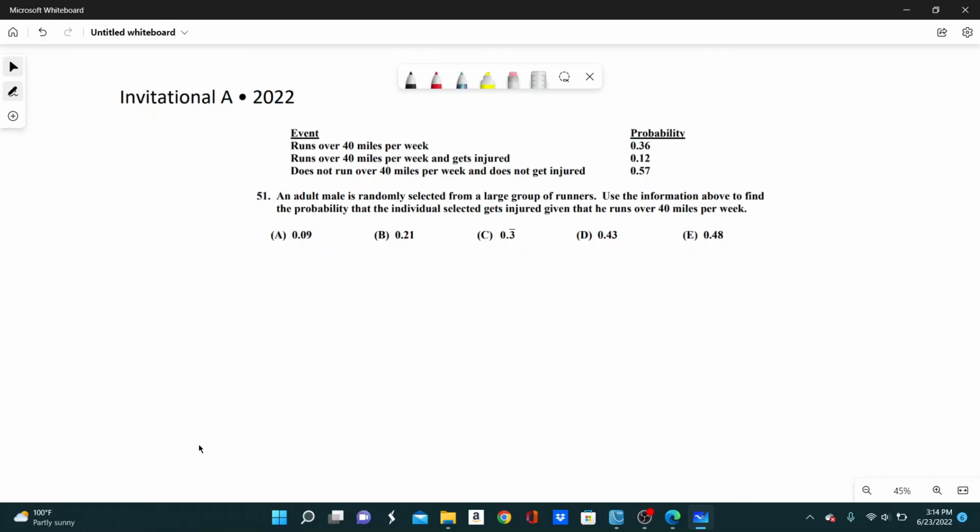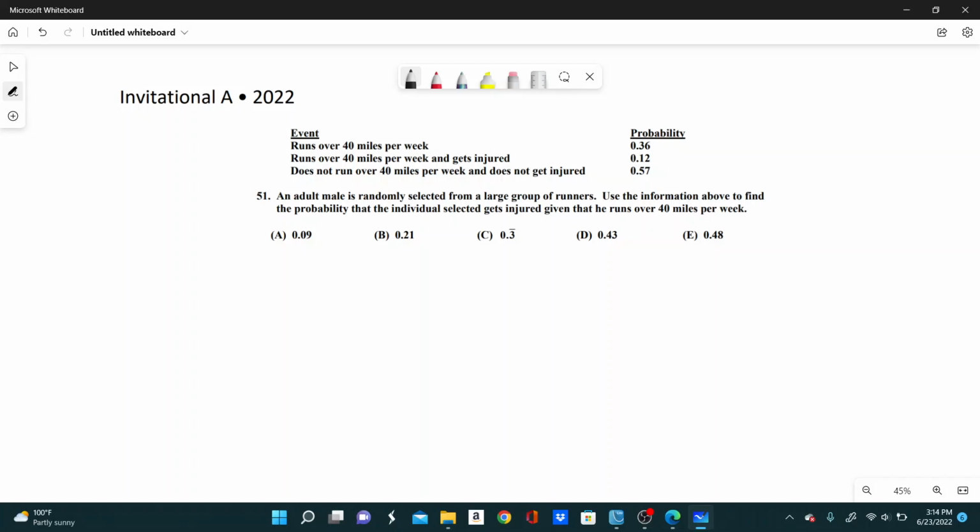Number 51. An adult male is randomly selected from a large group of runners. Use the information above to find the probability that the individual selected gets injured, given that he runs over 40 miles per week. So this is actually called the conditional probability. Notice it says, what's the probability given this other condition?